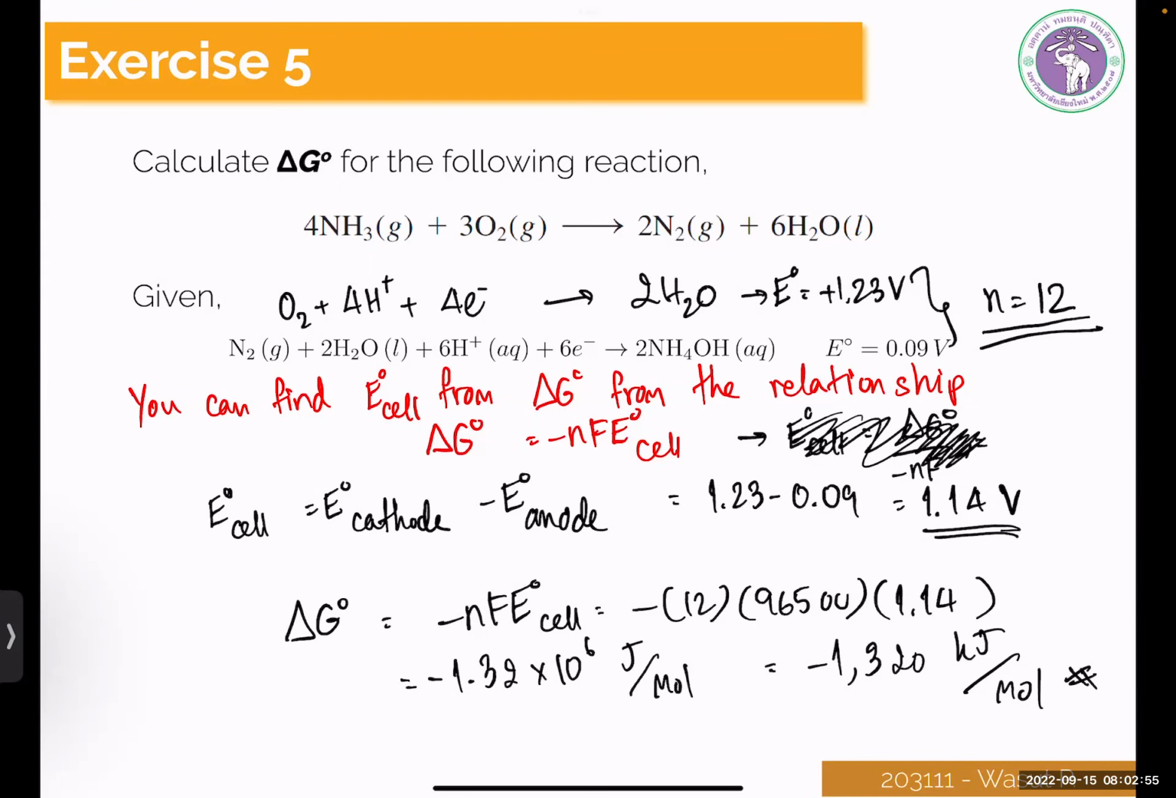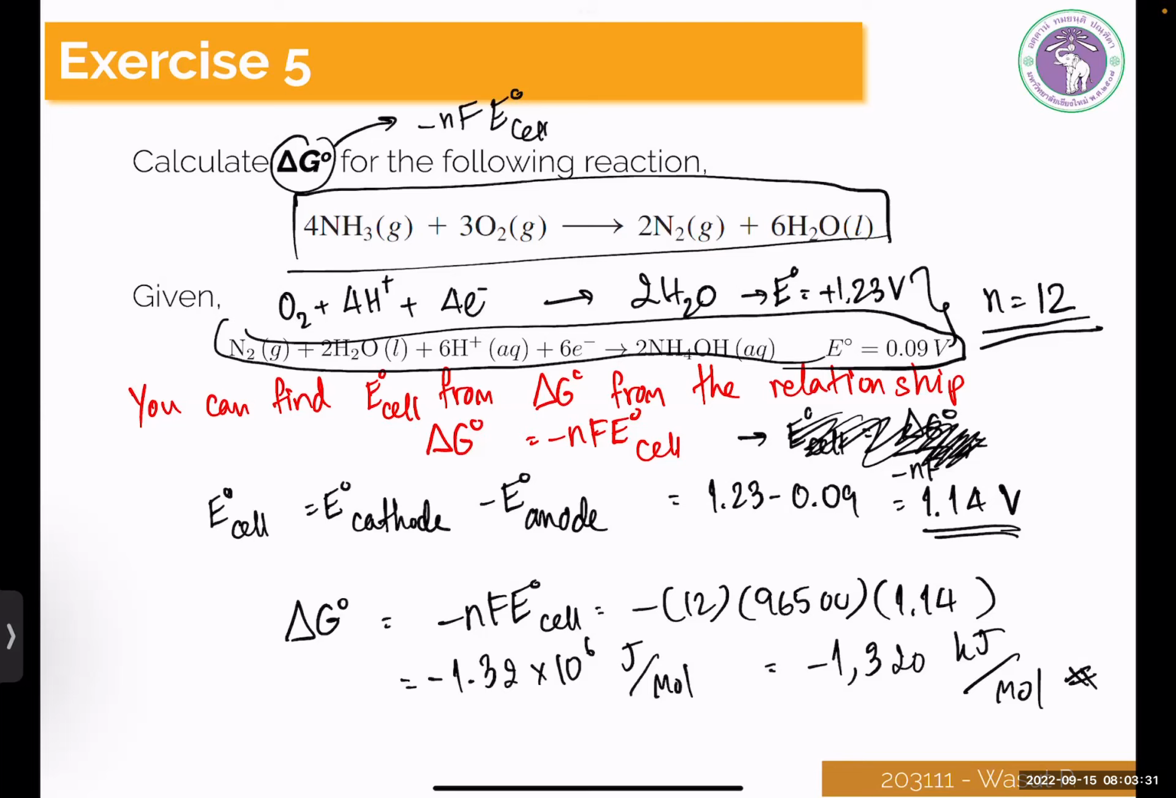It gives you E naught of half cells. The way you do this is you have to find another half cell that is compatible with this one. So it is going to be this half cell right here, O2 plus 4H+ plus 4 electrons goes into water, where the E naught is 1.23 volts.